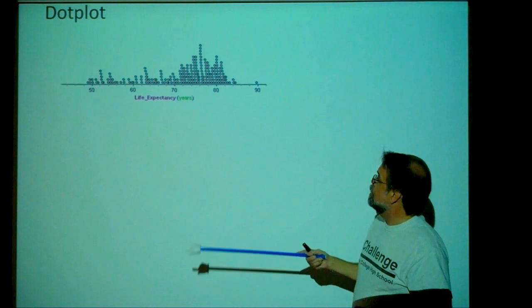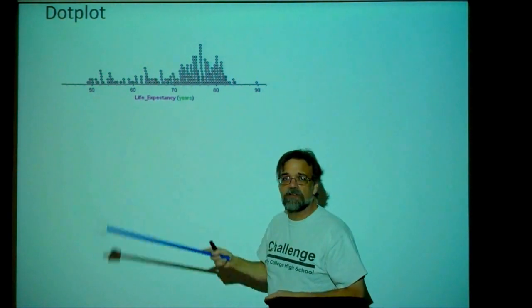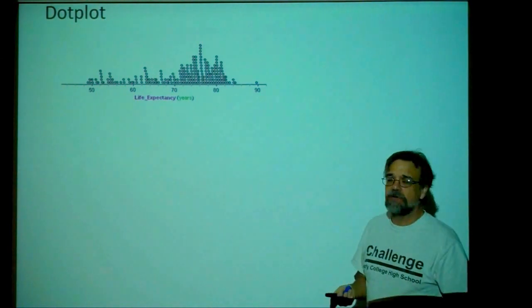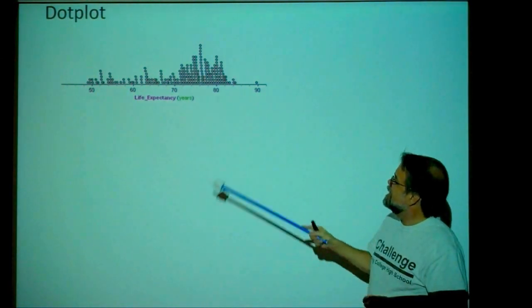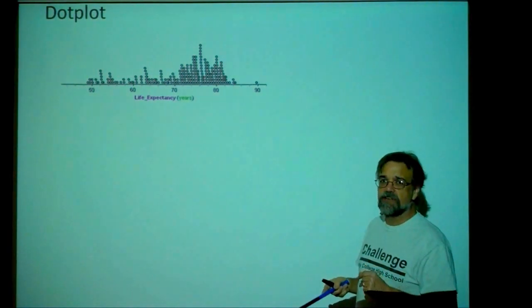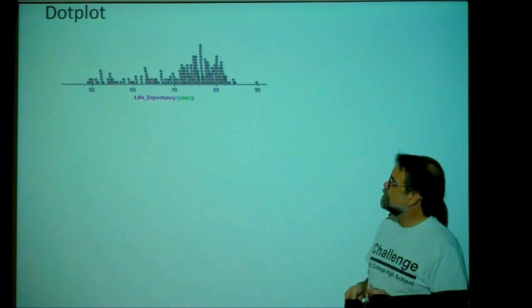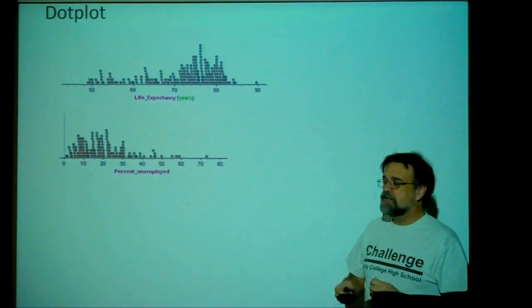Unusual features. Well, an outlier is an unusual feature. And the multi-modes, the distinct modes, might also be an unusual feature. Any gaps in our data set would also be something that you want to take note of, and that would also be an unusual feature of our data. Okay? Here's another data set.